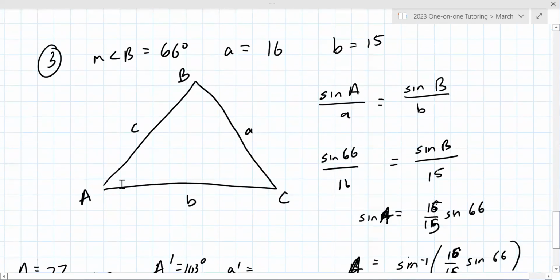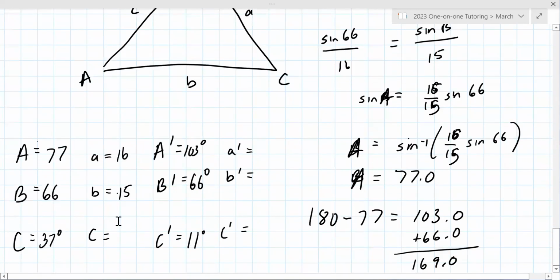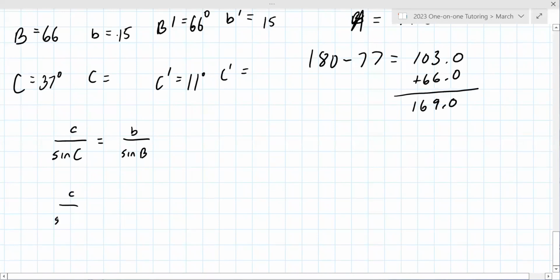Yeah. So unfortunately, you have to go back here and do more calculations. To find little c, you have to use law of sines. To find c prime, you have to use law of sines. So c over sine big C is b over sine big B, like that. We'll do the one on the left first. So c over sine 37 equals 15 over sine 66.